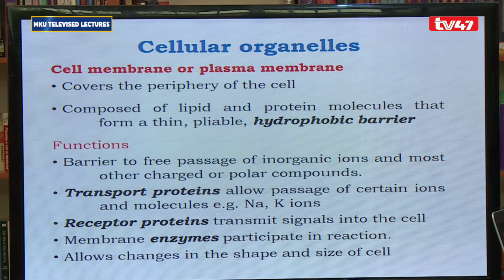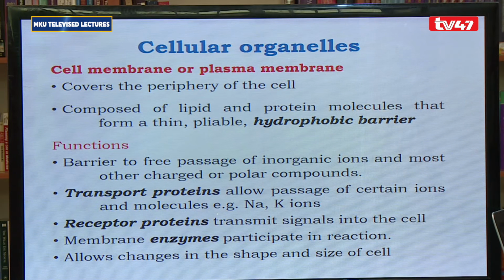Another organelle, which comes after the cell wall in certain organisms, but in eukaryotic cells is mostly the one that forms the outer boundary, is what we call the cell membrane. In other terms, we call it the plasma membrane. In certain terms, we call it the plasma lemma. This one covers the outer part of the cell. If you look at the diagram I was projecting earlier, you could see the cell membrane outside the cell.